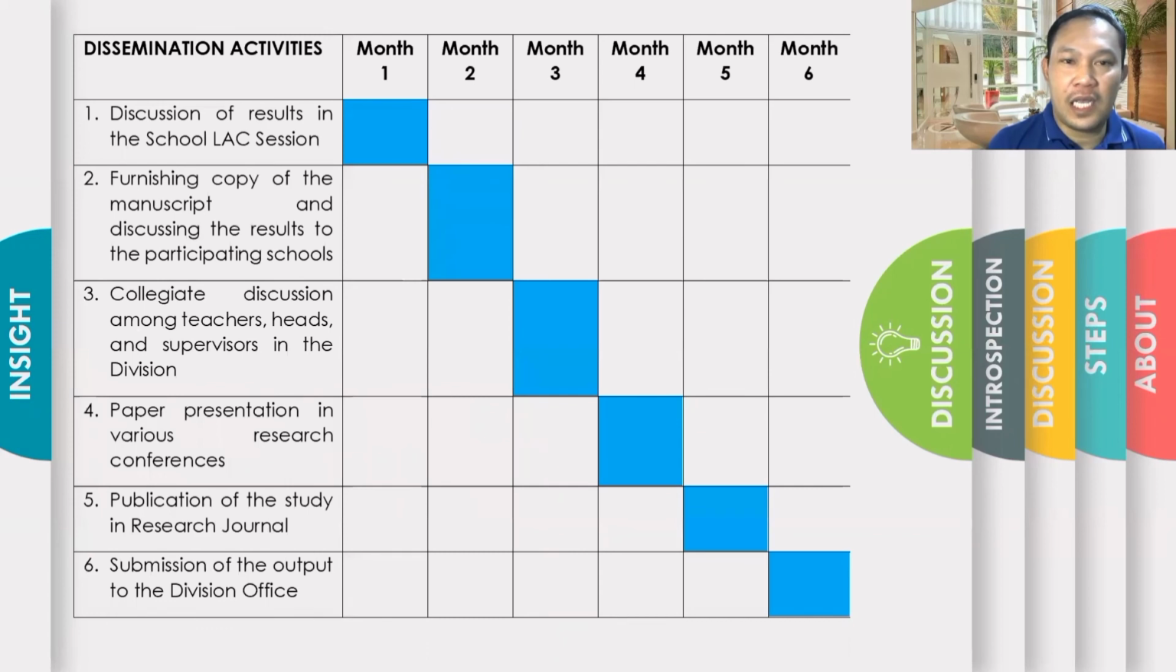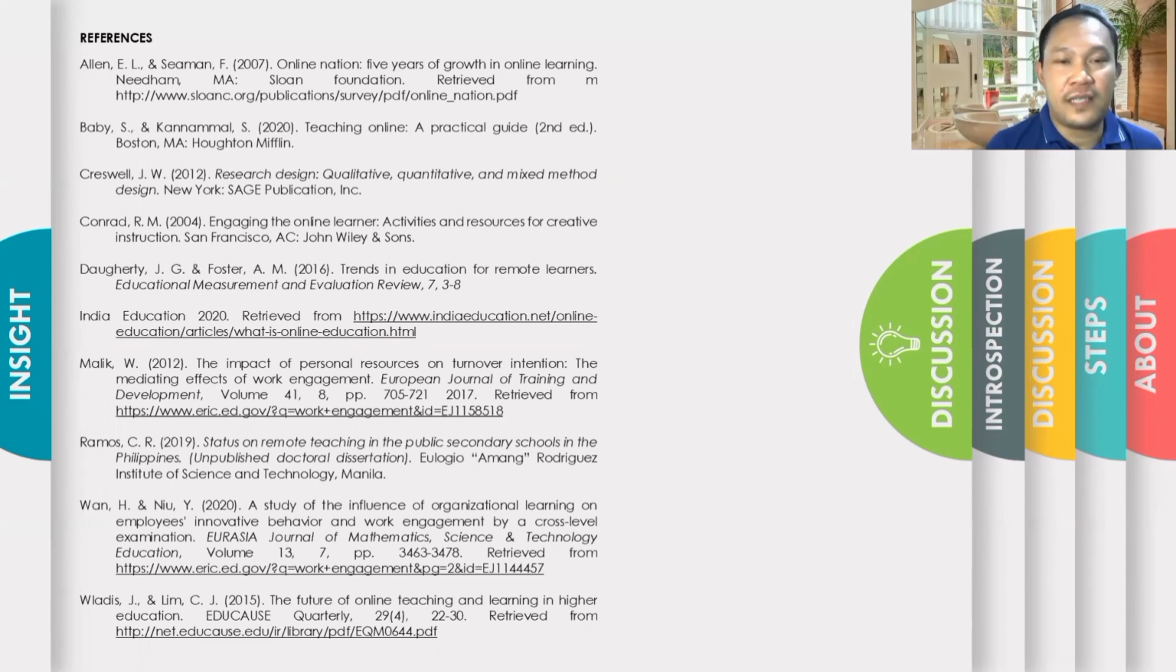And then here is a sample copy of the dissemination activities after the implementation of your research paper, how your results will be disseminated. And as you can see, there are also 6 months to disseminate the findings of your research paper. And this is now the references. As I mentioned earlier, you really have to provide the references of the literatures and studies found and written in your manuscript to avoid plagiarism.